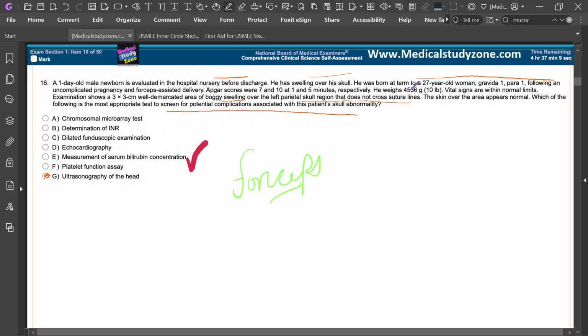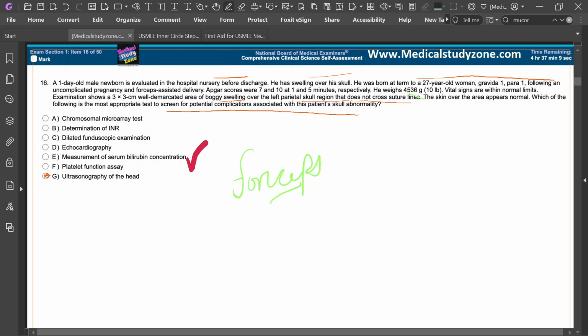Vital signs are normal. Exam shows a 3 by 3 well demarcated area of boggy swelling over the left parietal skull region that does not cross the suture line. The skin over the area appears normal. Which of the following is the most appropriate test to screen for potential complication associated with this patient's skull abnormality?